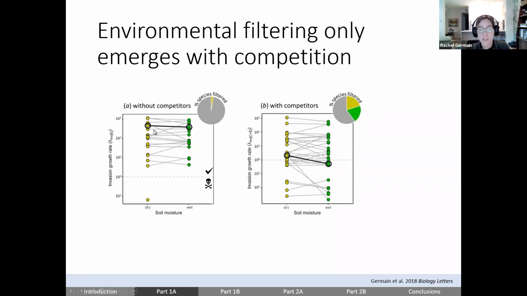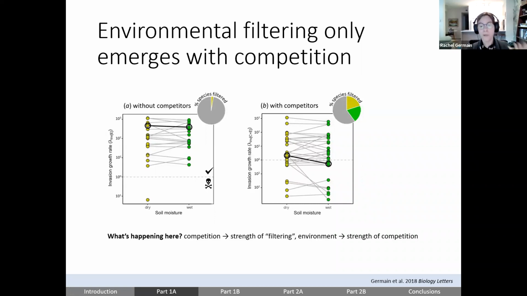What I've done here is I've just highlighted a particular species pair. So you can kind of see that in the absence of competition, they're both able to live in both environments pretty equally. And it isn't until you add competitors that now one species is able to persist in the one environment and not in the other environment. So there's that kind of environmental filtering that's caused by competition that wouldn't otherwise exist.